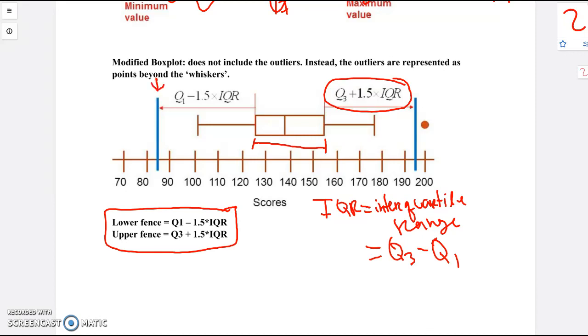So this lower fence and this upper fence are not usually shown in the box plot. You just have them as reference, and anything that's outside of them will be an outlier, and everything that's not will just be in here.